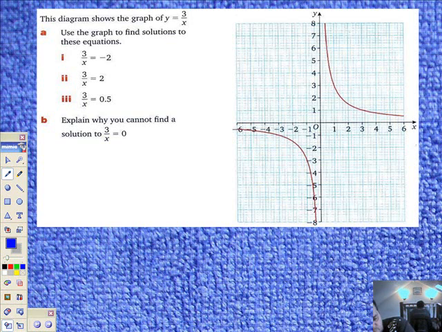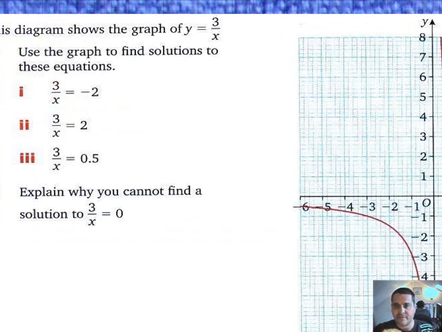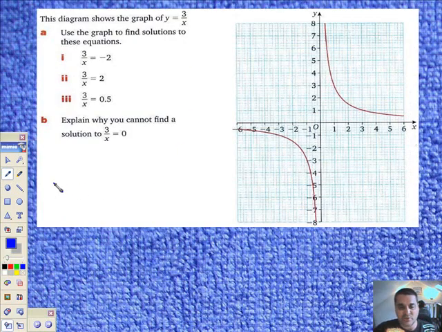Section 21.2, page 313. These are the reciprocal functions I told you about. They're a wonderful shape. I mean, just look at this shape. This is question 1, and we're just going to read off the graph. So this is the graph of y equals 3 over x. The original one, the most basic one, is y equals 1 over x.